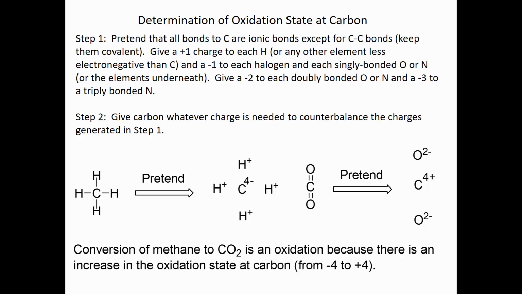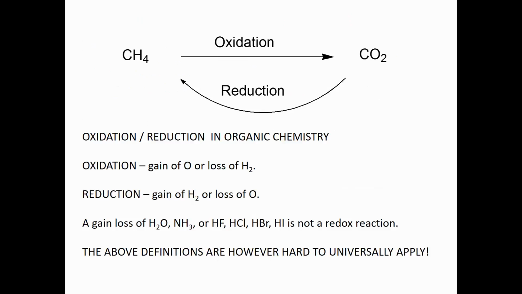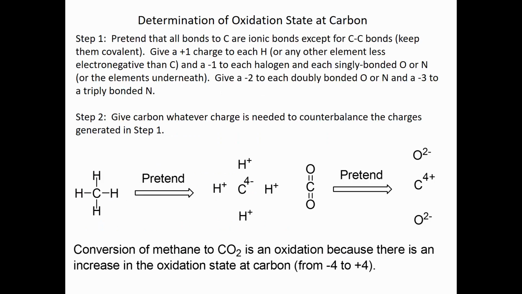So if you can't do it the easy way by seeing obvious gains in oxygen or hydrogen or losses of oxygen or hydrogen, you have to go through a series of assigning the oxidation states of the carbons that are involved in the reaction. And that's the only way you can tell whether it's oxidation, reduction, or neither. Okay, so how do we do that? First, we have to assign the oxidation state at carbon.